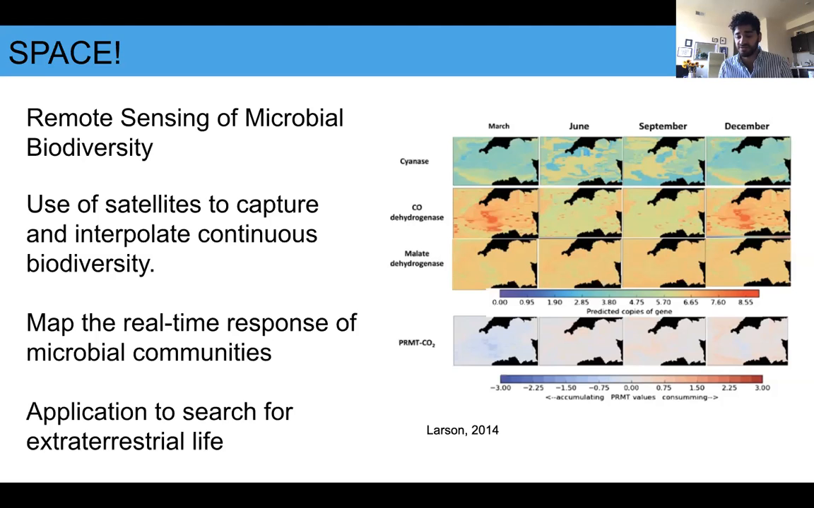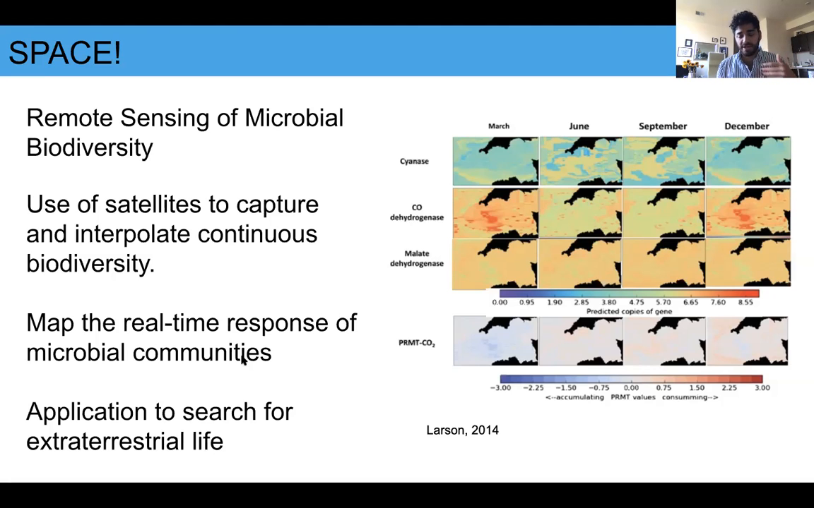There's one from Larson in 2014, where they used remote sensing combined with truth samples to essentially look at functional gene content. And it's really fascinating because we are able to use satellites to capture and interpolate continuous biodiversity. Here they did functional traits, which I very much value. And this is incredibly powerful because, one, it's essentially free data. Well, I mean, we're paying for it with our taxes, but it's free data that's generated recurring, and we're going to have historical records.